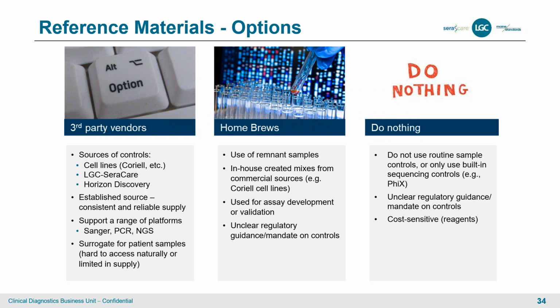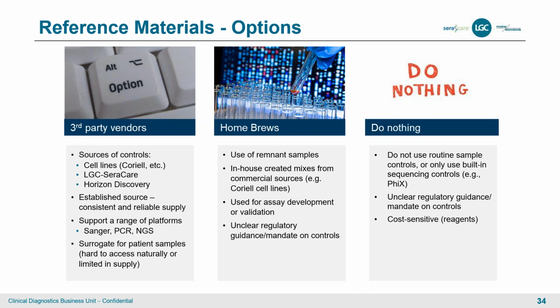You're not having to dig around in your freezer. You can actually go with a consistent and reliable supply. You can support a range of platforms. We've done the work for you to make sure these are compatible with, whether PCR or NGS or Sanger. And these are surrogates for patient samples, which are hard to come by. We do realize that not every lab has access to these, so this is obviously a big advantage for you to rely on a third-party vendor like us.